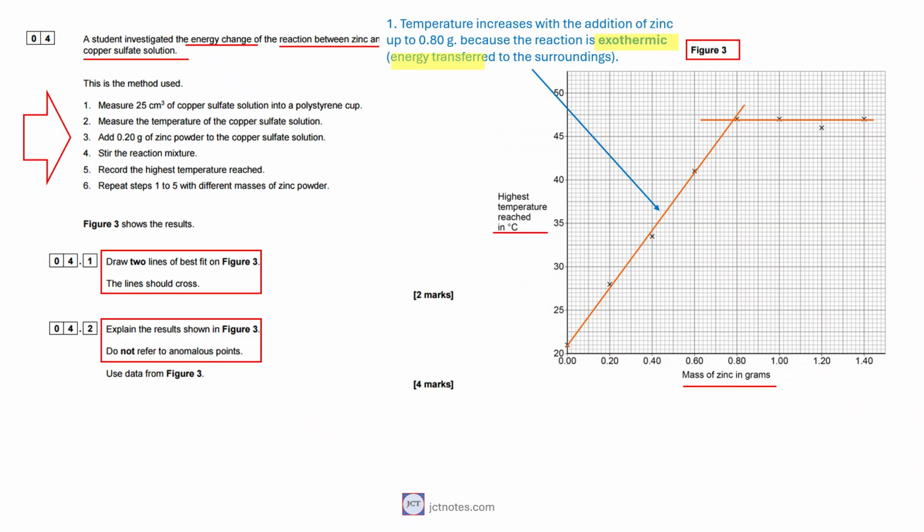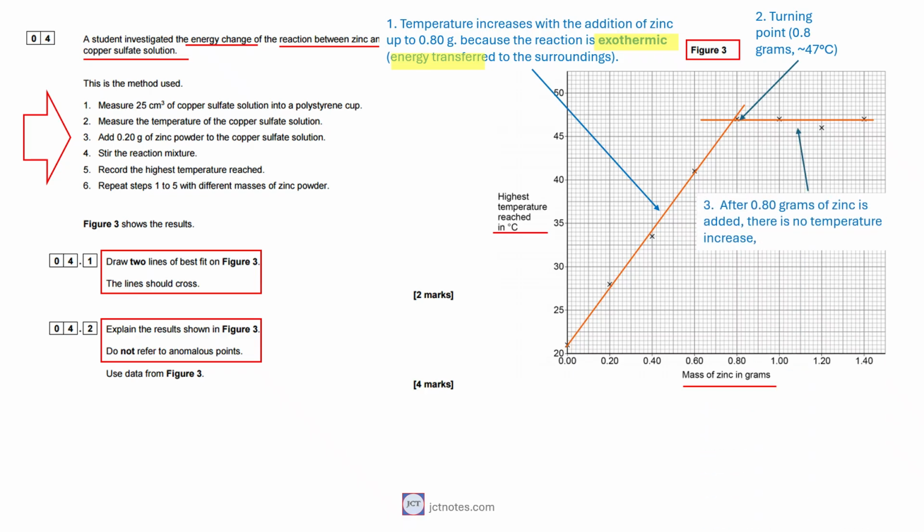You must mention the word exothermic or energy transfer to get this mark. Point 2. State the turning point using data. The temperature stops rising at 0.80 grams of zinc, at around 47 degrees Celsius. Point 3. Explain the plateau. After 0.80 grams of zinc is added, there is no further temperature increase because no additional reaction is taking place.